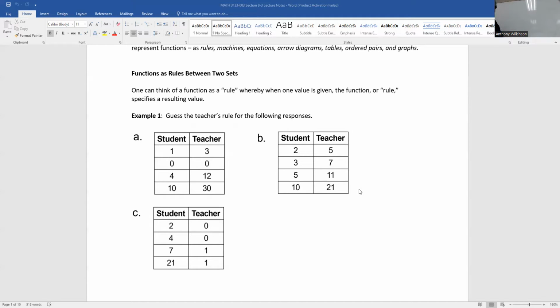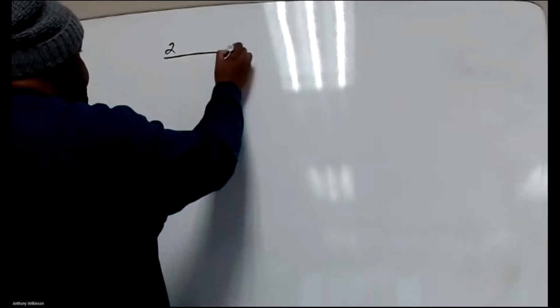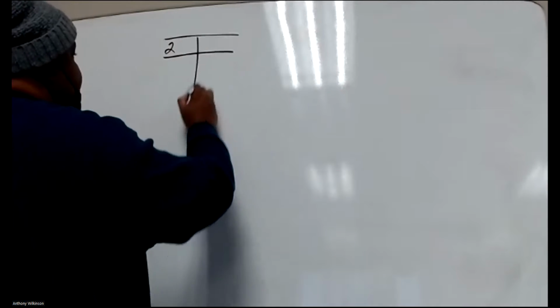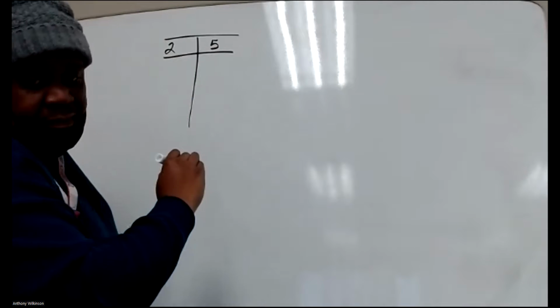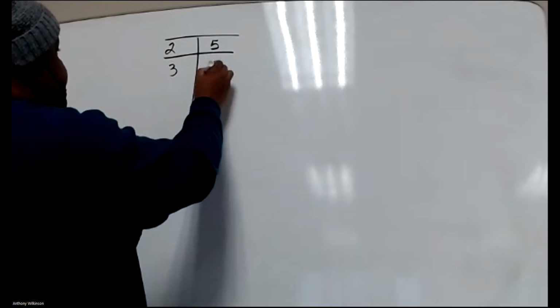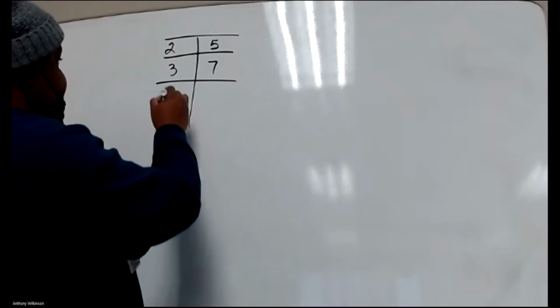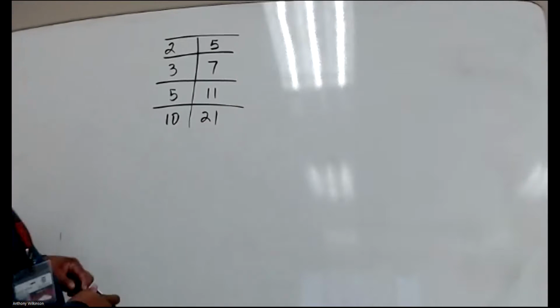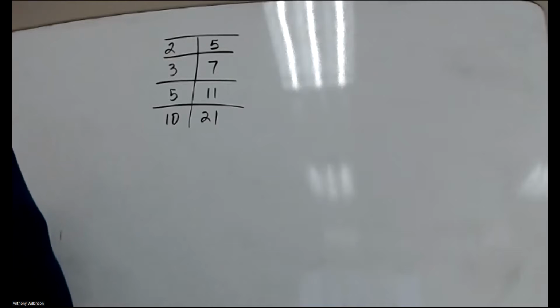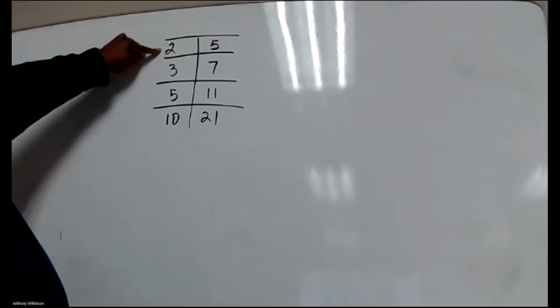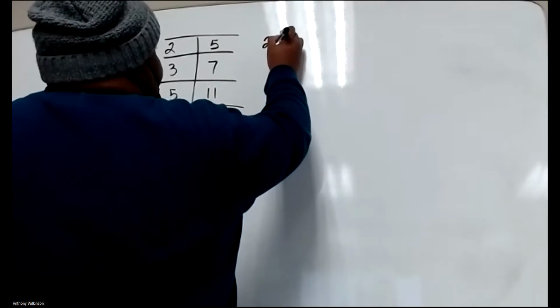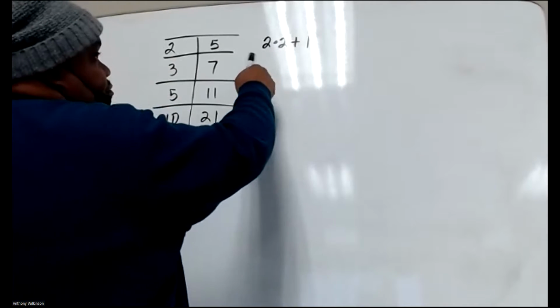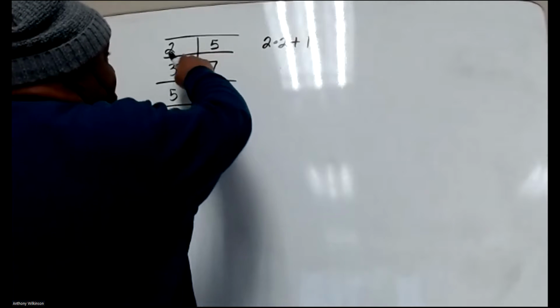And to identify that rule, all right, so we have 2, 5, and then 3 to 7. And then from 5 to 11. Good. There we go. That's it. Take 2, multiply by 2, and then add 1. That's the rule.